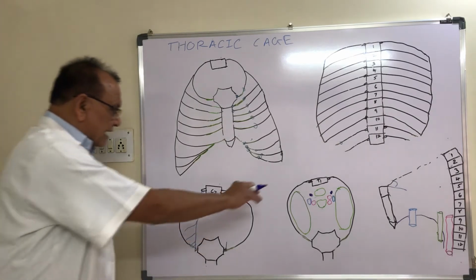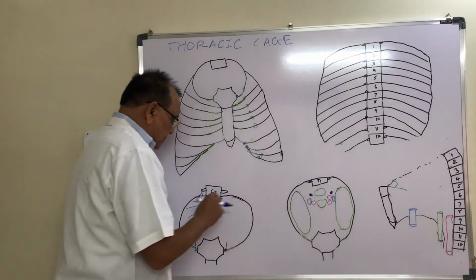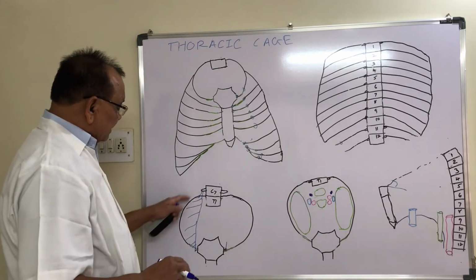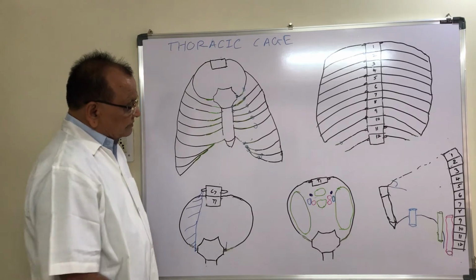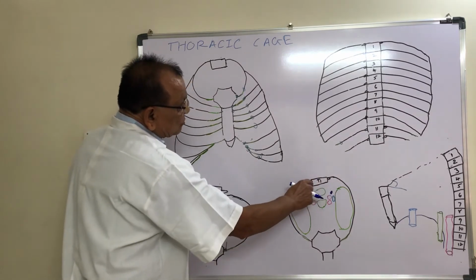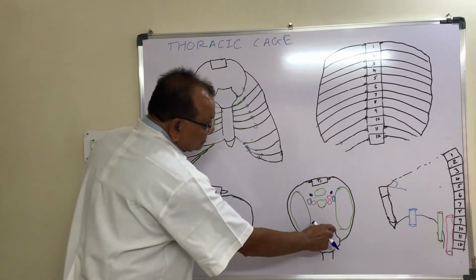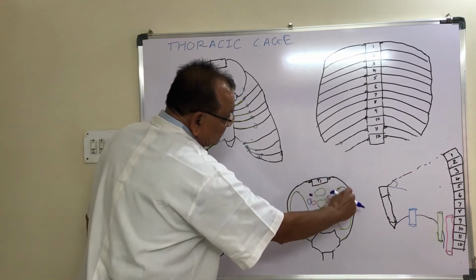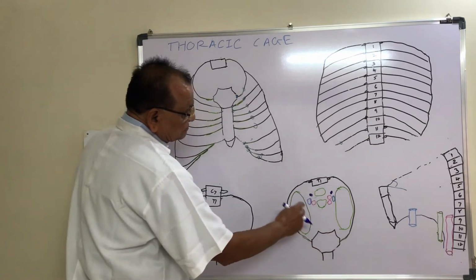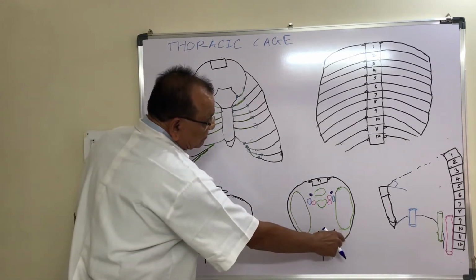So see, this is the diagram. This is after removing the suprapleural membrane. So this is the first thoracic vertebra. This is the suprasternal notch. This is the first rib with its costal cartilage, and this is the costal cartilage of the ribs.